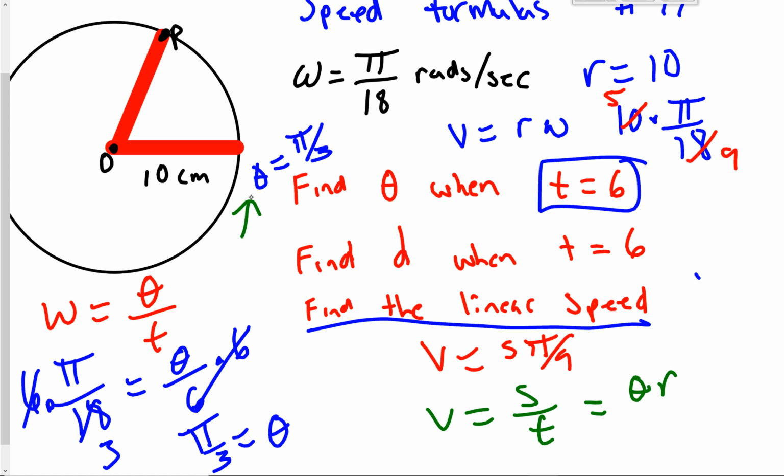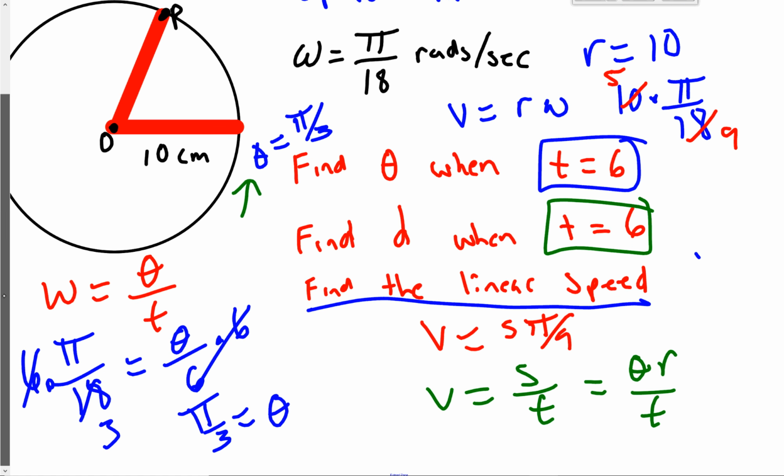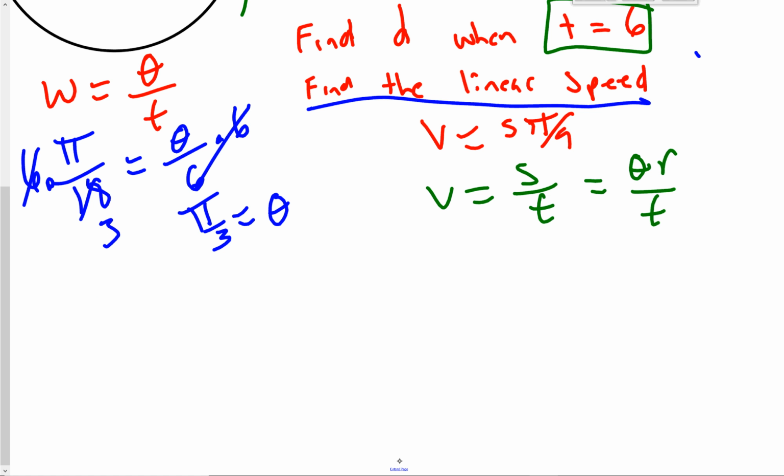Well, I know my theta now, and I know my r over time. And again, my time is given as 6 seconds. So here we can go ahead and enter that in. So linear speed equals our theta, which we know is pi thirds, at 6 seconds. And we know our r is 10. And we know it's 6 seconds.